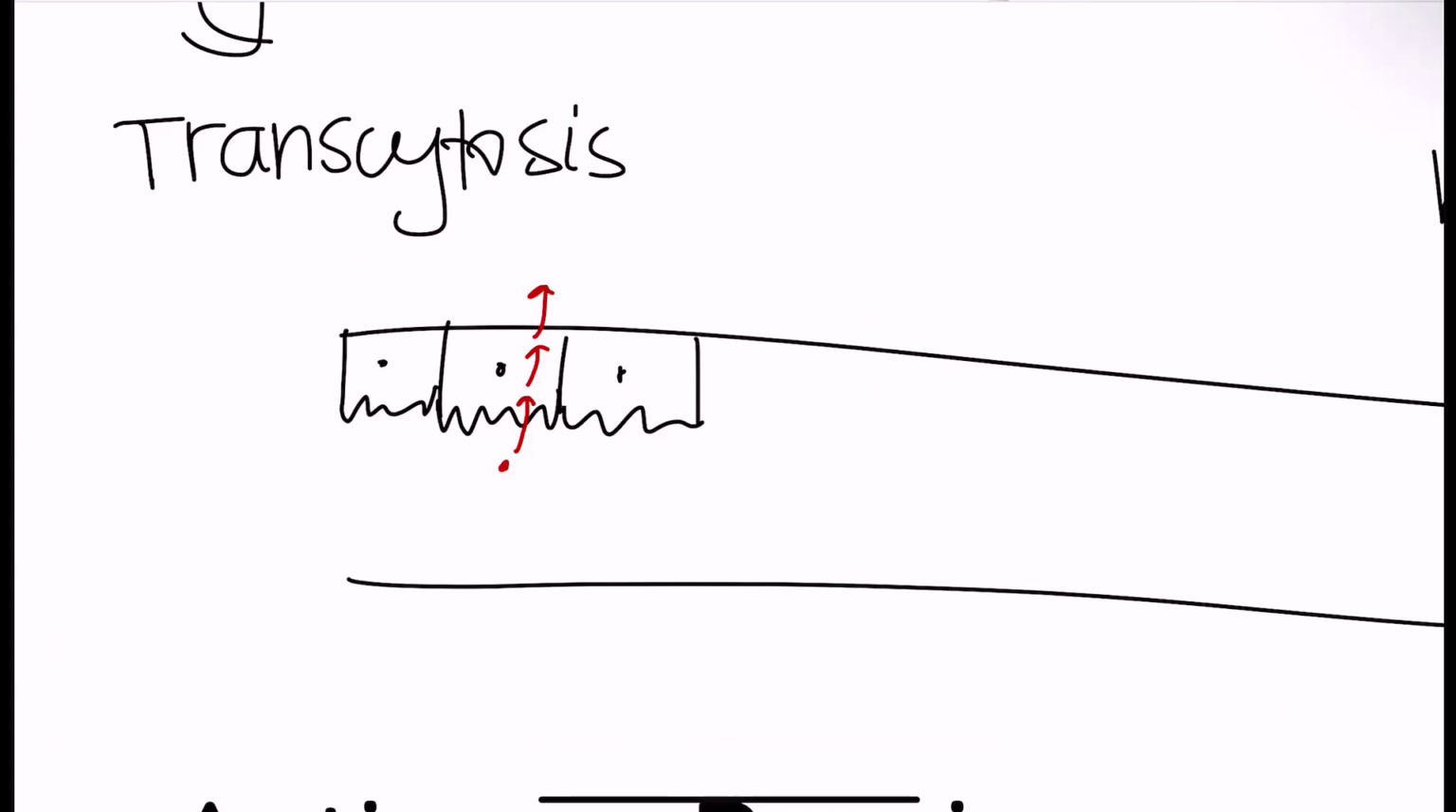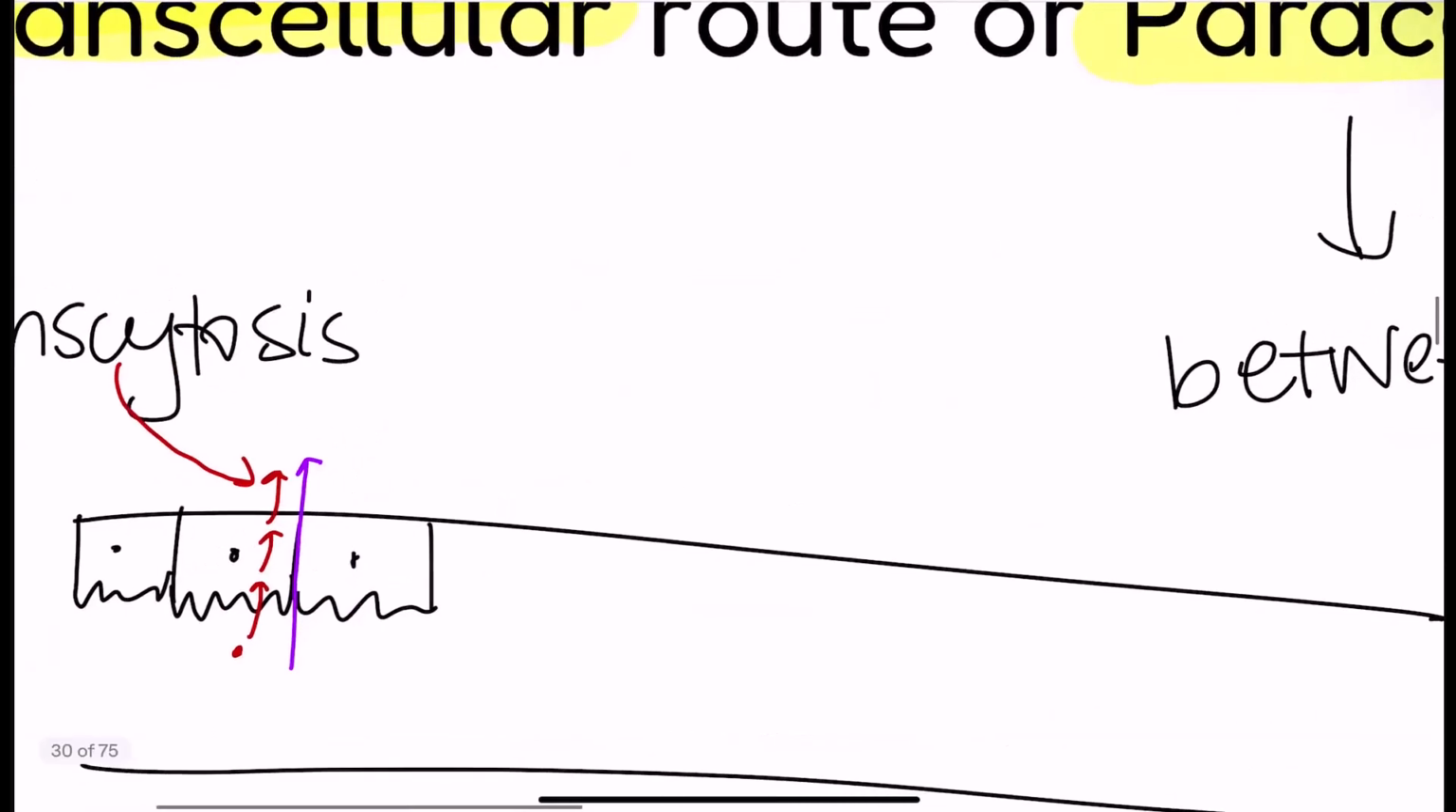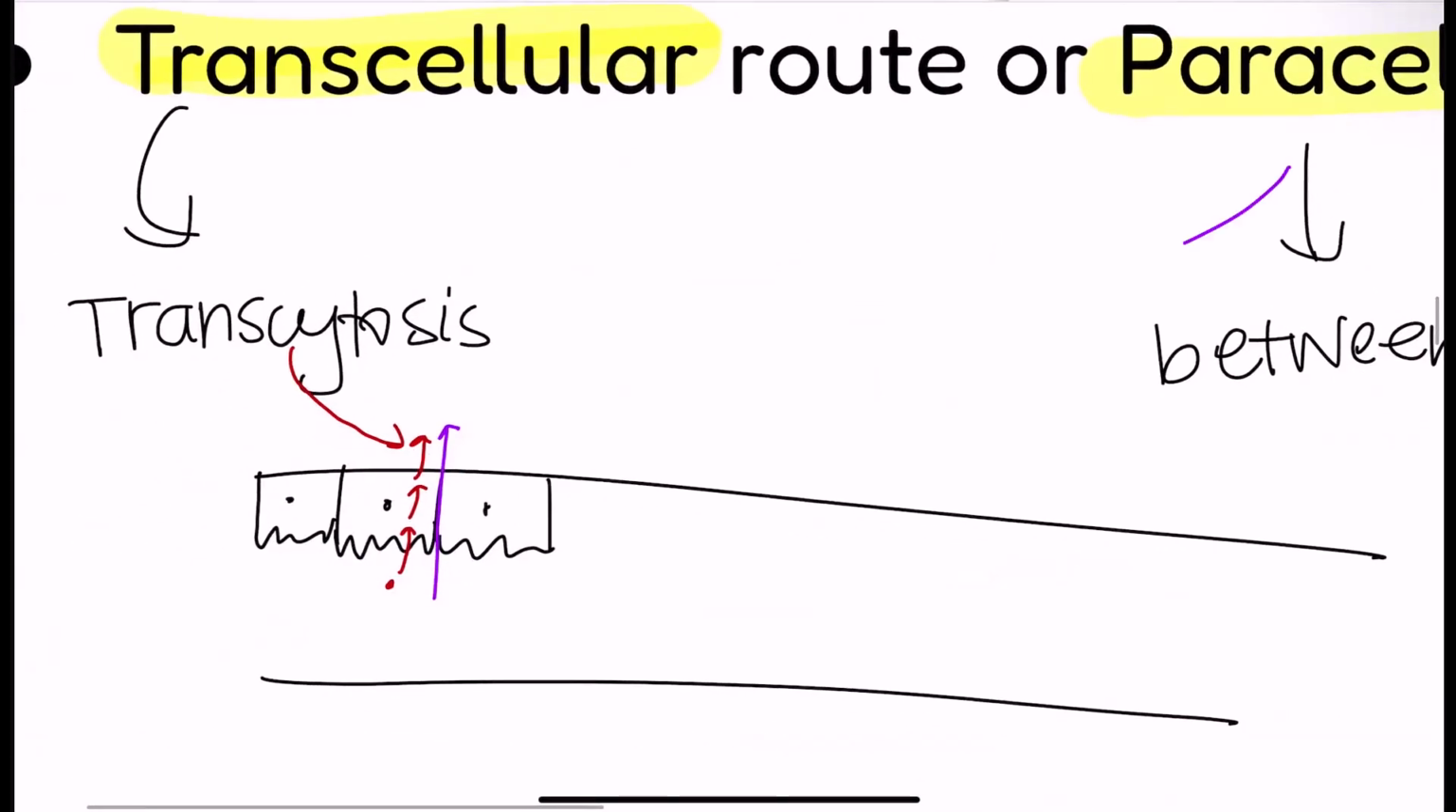But paracellularly means that that substance is moving in between cells. And so that substance would move like, let me get a different color. I'll use purple. That means that substance would move in between those cells, and only certain things can do that. So transcytosis, that's the red one. And then paracellularly, that's this one.